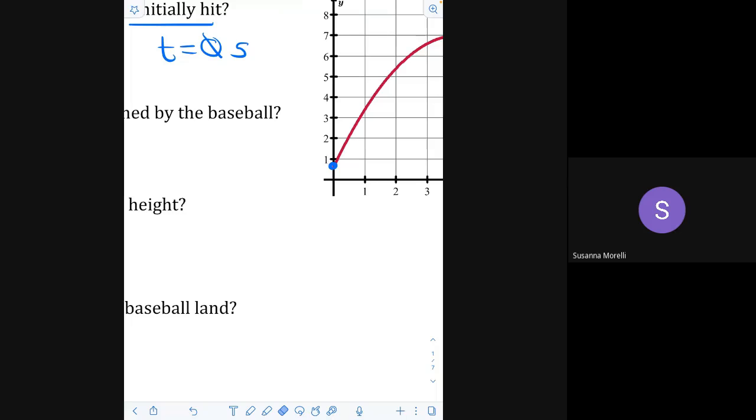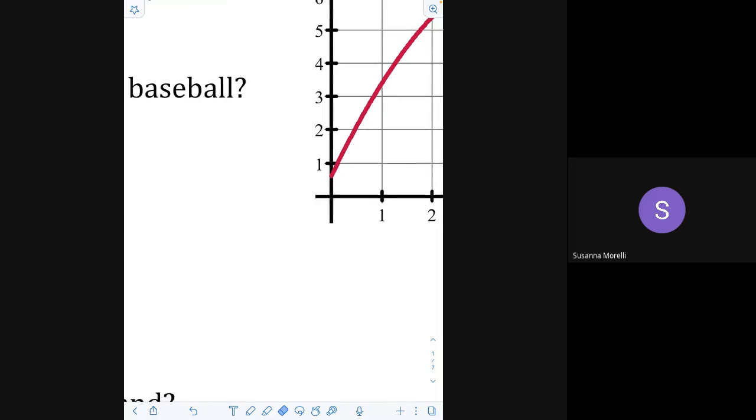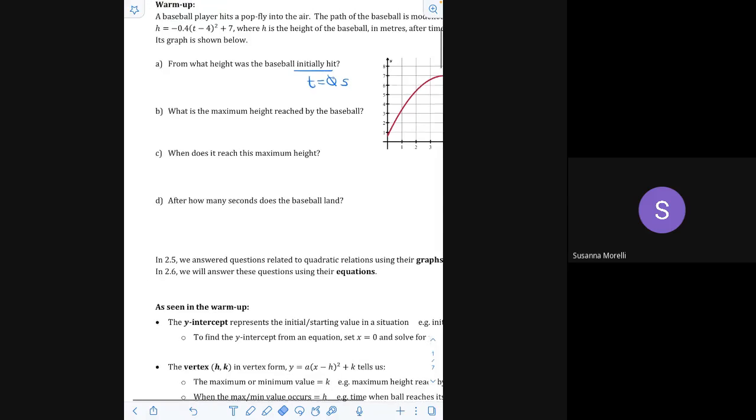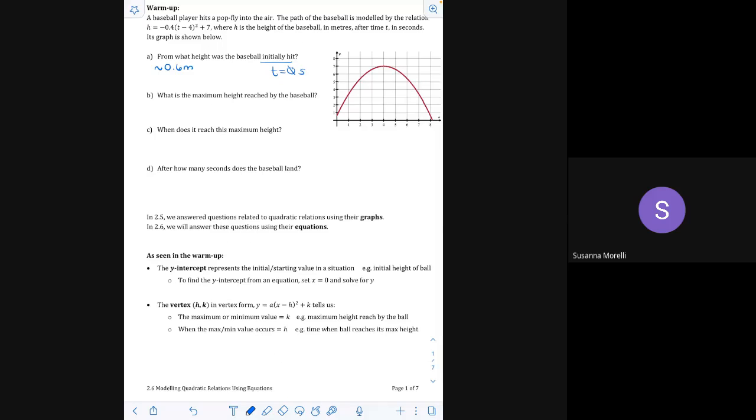Okay, so let me just get rid of that dot I just did there. And we're going to just approximate. So it's between 0 and 1 meters high, but it's closer to 1. So we're going to say approximately 0.6 meters. Now, if we were to use the equation, we would get the exact answer. But for this particular example, we haven't looked at using the equation yet, so we're just going to stick with approximately. So therefore, it's approximately 0.6 meters from the ground when it was hit.